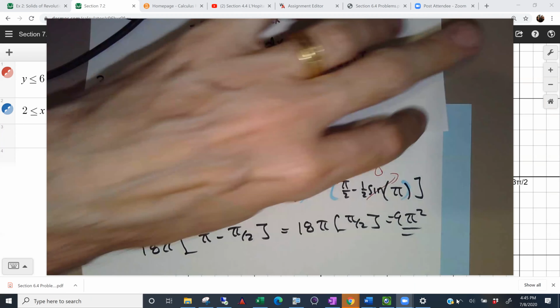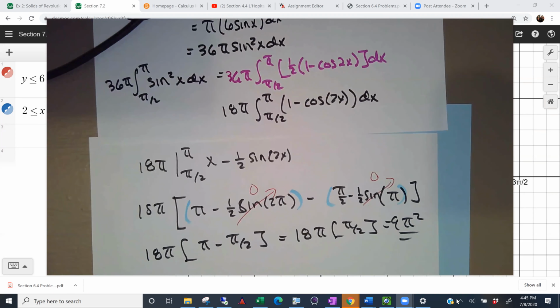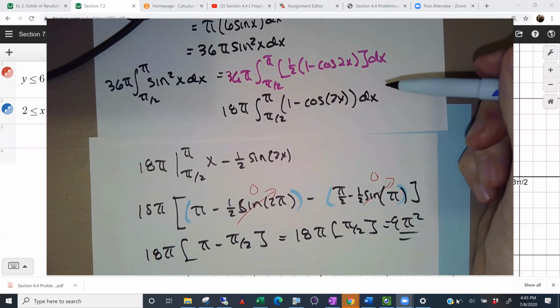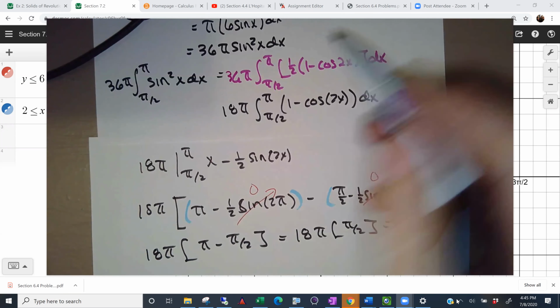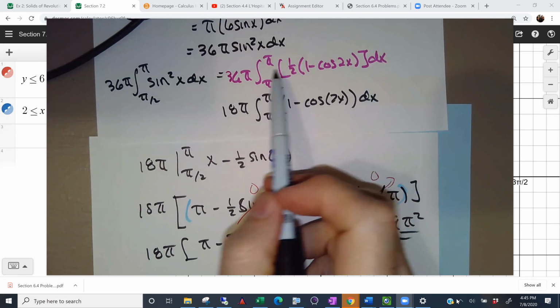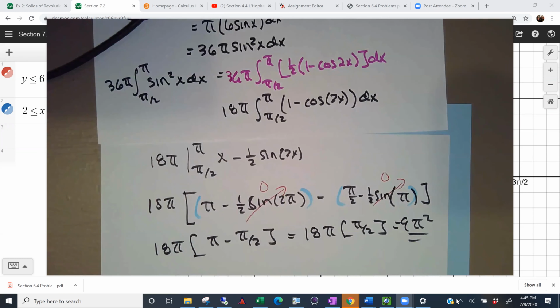Okay, well, I think we've got to stop here. I will take some questions on this one, though. What did you do from that pink move to the black one underneath it? Oh, I just took the 1/2 out. 1/2 times 36 is 18. That's all I did. Yeah, appreciate it, though.